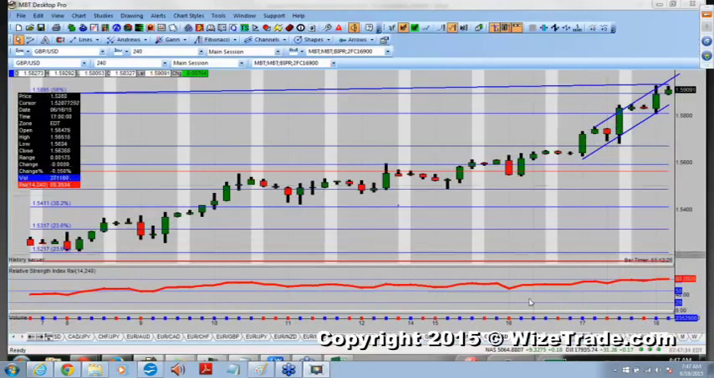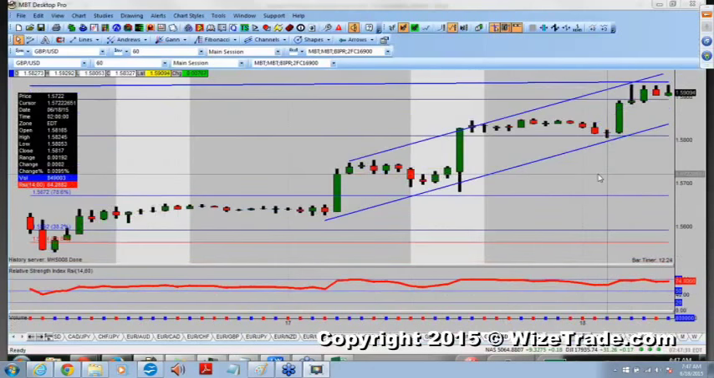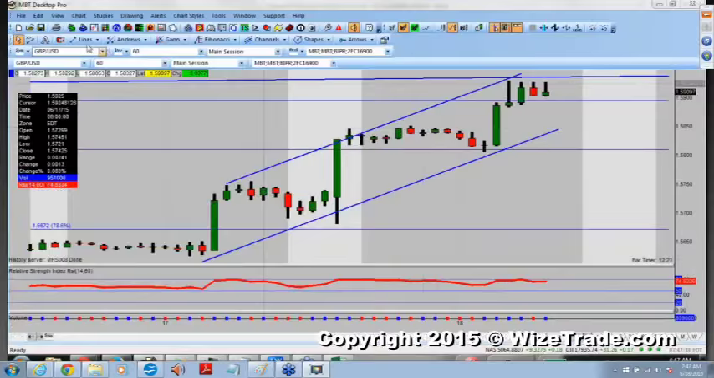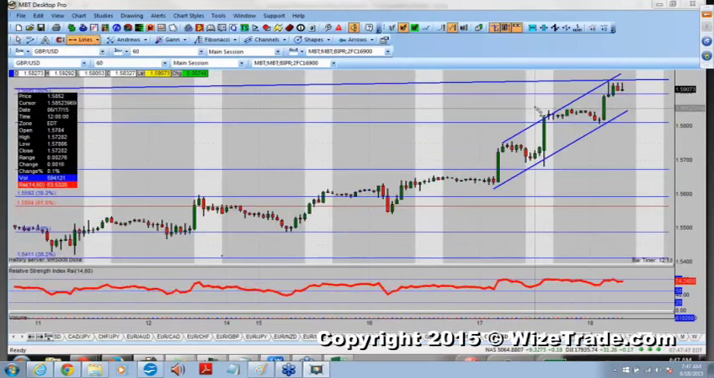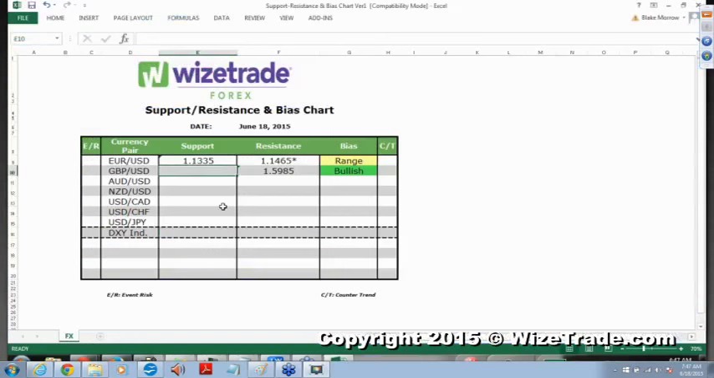And where's support here? So let's go back to the hourly. This obviously is a breakout point. And if we're following this channel somewhat, that means this channel support comes in right around 158.50. So as long as it's above 158.50, it's bullish. It gets below 158.50, and then you have to be a little careful. Okay? Grab some coffee.